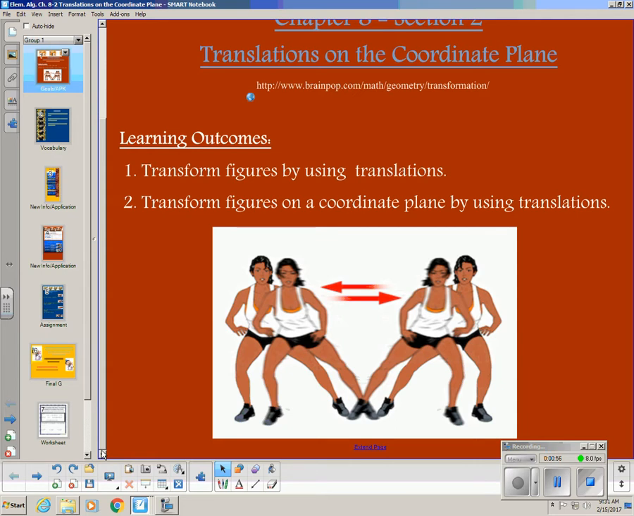The first goal we have for today is to transform figures by using translations. So if I'm just given those points, how can I find my new values? The second one is to transform figures on a coordinate plane. So if I'm given a figure, a picture of a figure, how can I transform that? How can I translate that shape?